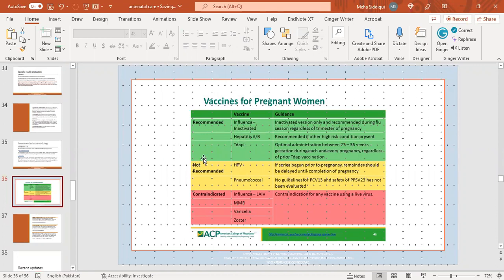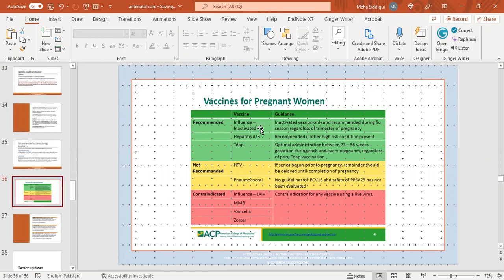The recommended vaccine is influenza, inactivated. Remember that the live attenuated influenza vaccine is contraindicated. Then comes hepatitis A and B. It is recommended if other high-risk conditions are present.